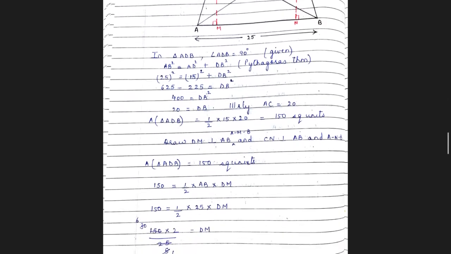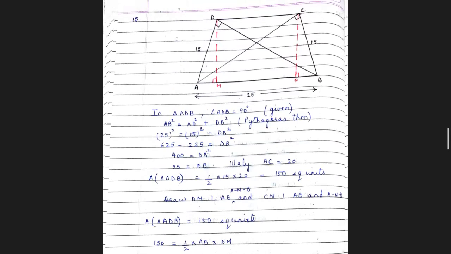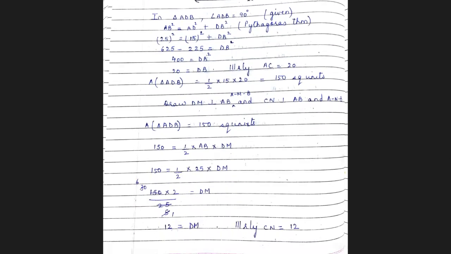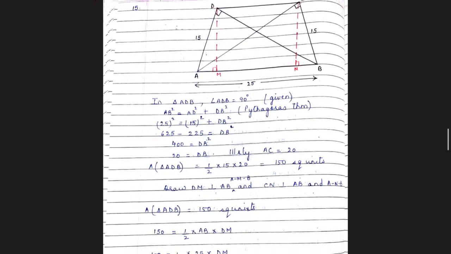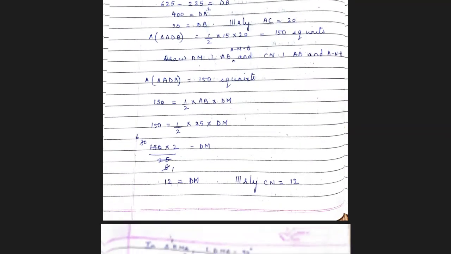So AB is 25, substitute. Area is 150. I can easily find the height DM. That will be equal to 12. So that's 12. Similarly, I get CN also as 12 by the same method.